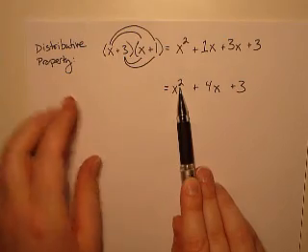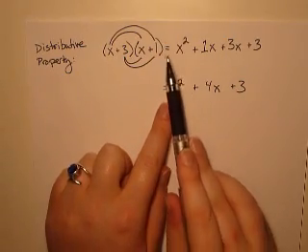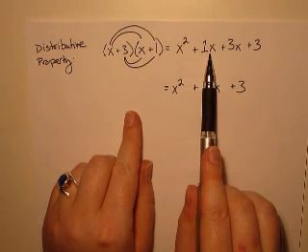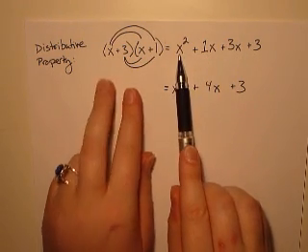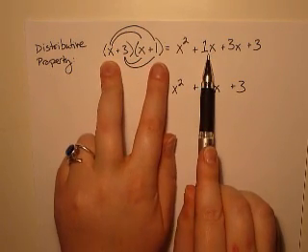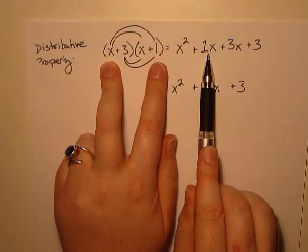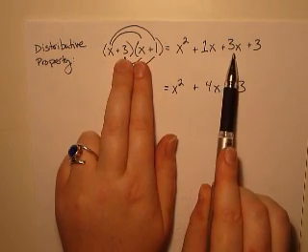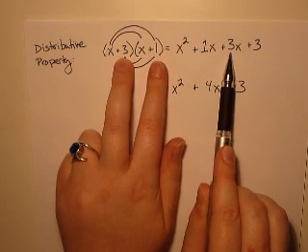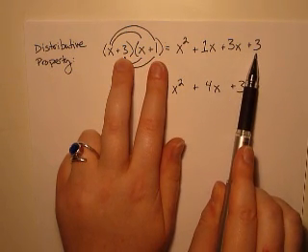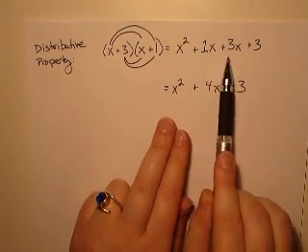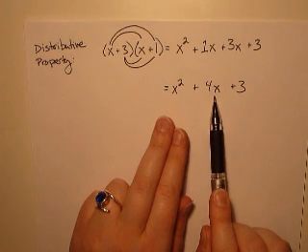It is x squared. Now, we used FOIL to distribute our binomials, our first terms multiplied together to give us x squared, our outer terms multiplied together to give us 1x, our inner terms multiplied together to give us 3x, and our last terms multiplied together to give us 3. And finally, we combine like terms. 1x plus 3x gives us 4x.